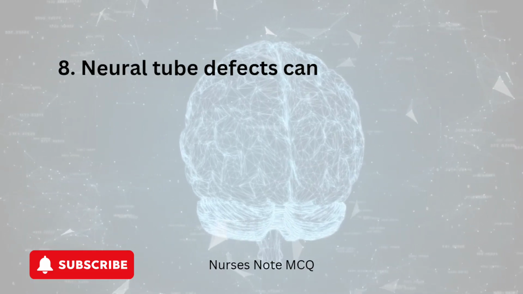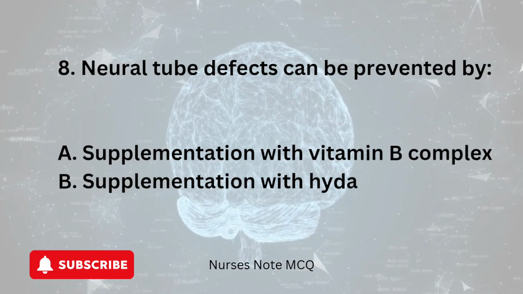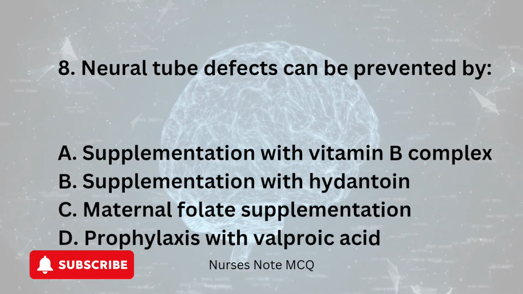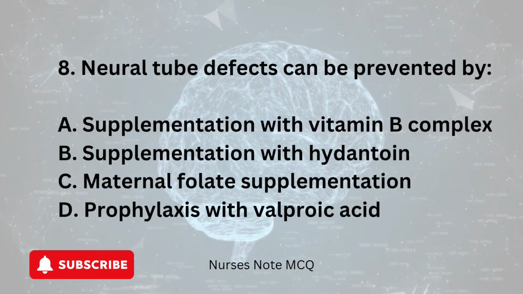Neural tube defects can be prevented by A. Supplementation with vitamin B complex, B. Supplementation with hydantoin, C. Maternal folate supplementation, D. Prophylaxis with valproic acid.